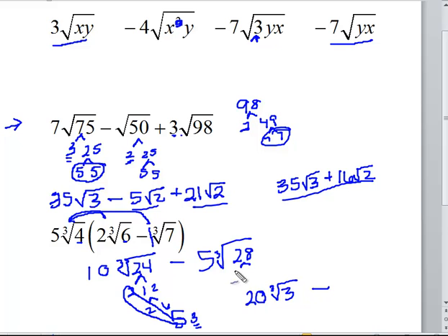28 breaks down to 4 and 7, and 4 is 2 and 2. However, I don't have a group of 3, so everything stays on the inside there. And that's a cube root of 28. And we can't do anything else there. That's your final answer. So continue on, double check your answers with my answers.